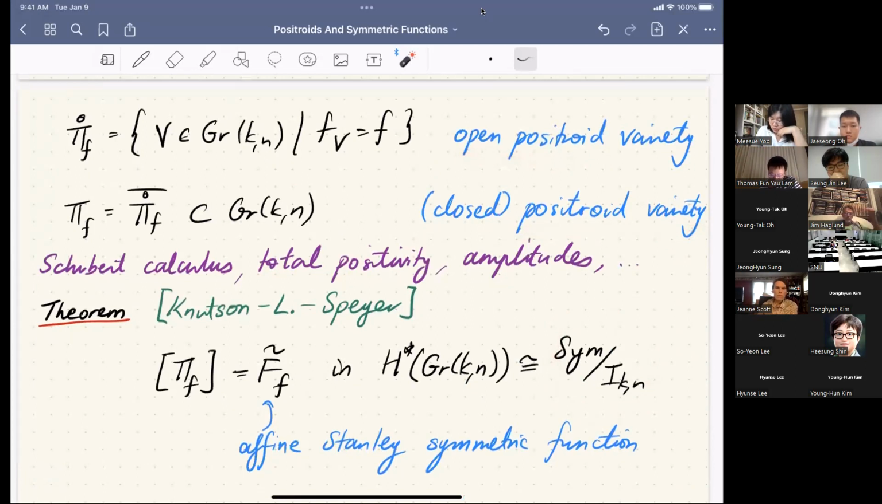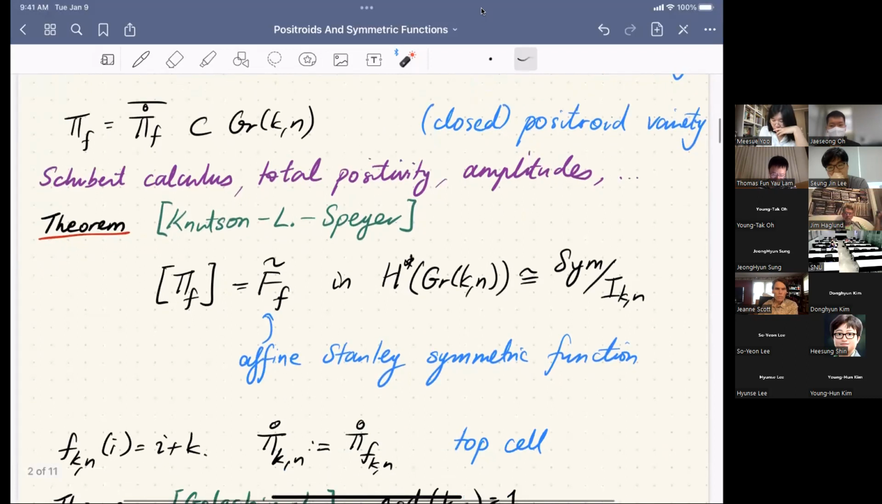And the answer is you get something called an affine Stanley symmetric function. So I won't define this thing, but this is going to be a Schur positive polynomial. It's positive in Schur polynomials inside this ring. This is the kind of function you get if you look at the class of a positroid variety. So this is an old theorem.